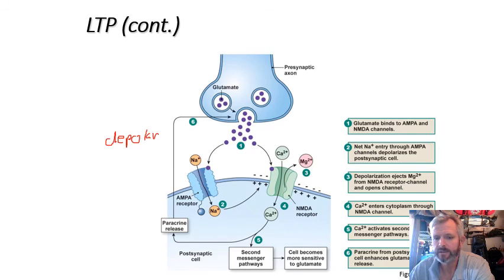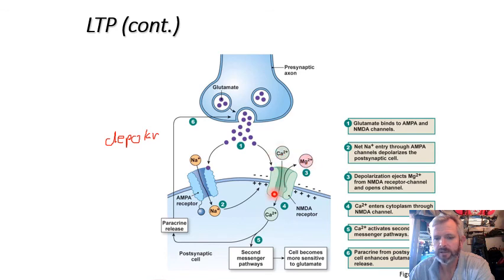Here is that NMDA receptor. That magnesium is usually sitting there when the cell is not depolarized. All right, but when we get glutamate release, we get binding of the AMPA, we get depolarization, we get binding of glutamate to the NMDA receptor to open the channel. But remember that magnesium is still sitting here. But where did we get depolarization? We got depolarization here. And if we have enough depolarization, boom, that ejects the magnesium.